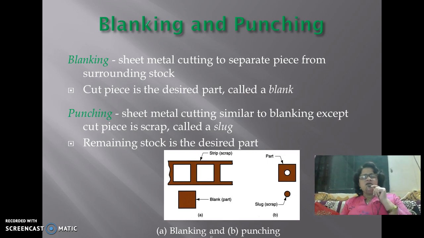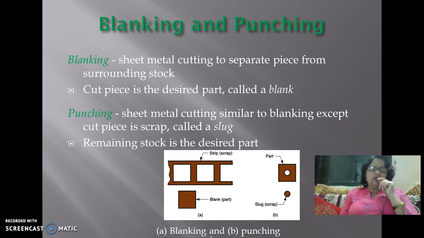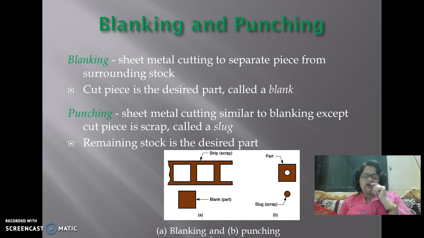Now there are a number of operations that can be performed in sheet metal working. Which are those processes that we discuss first? The basic two processes that we learn in this unit are blanking and punching, also called piercing. What is the basic difference between blanking and piercing? Both are cutting operations. It is a sheet metal cutting operation. It separates the piece from the surrounding stock. That cut piece is the desired part.